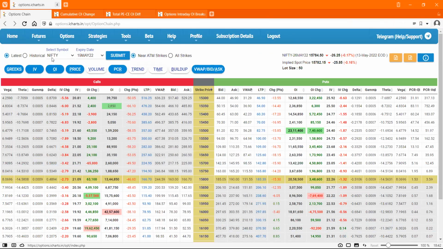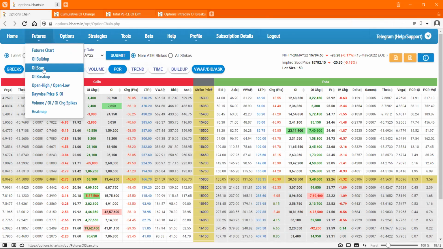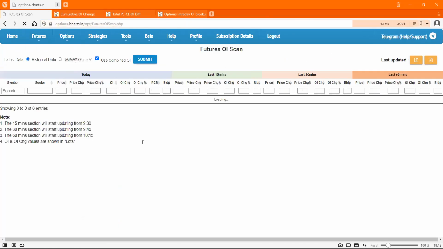So let me go to futures OI scan. One person wanted some idea on this.